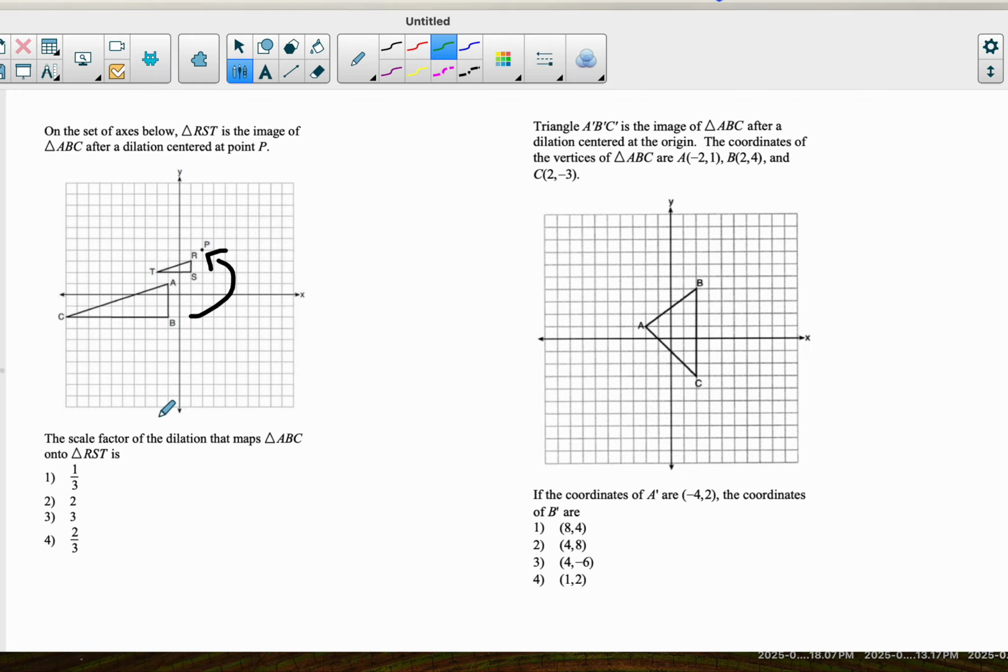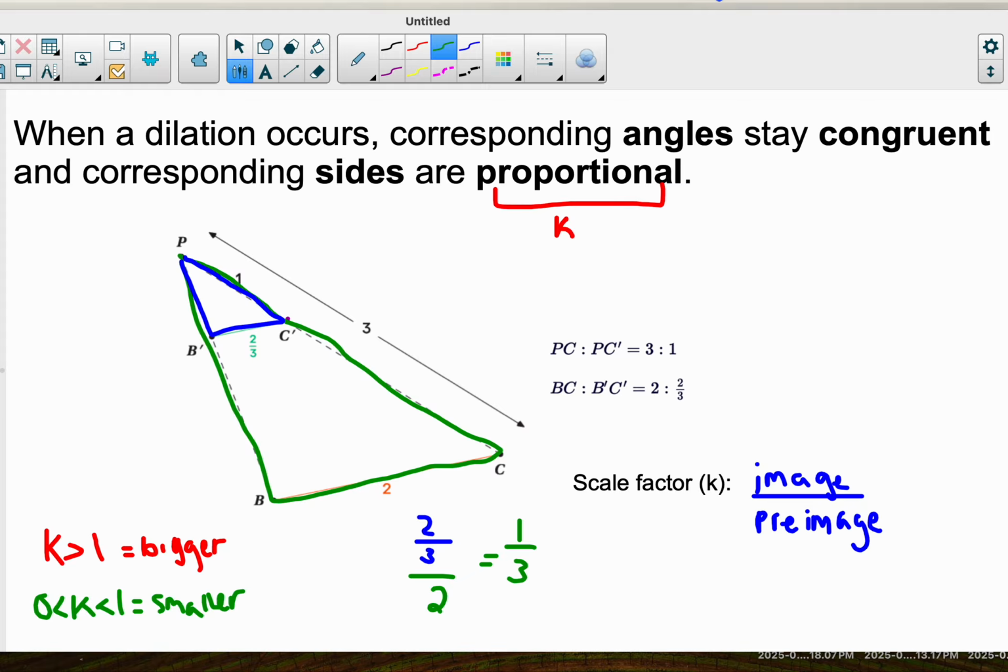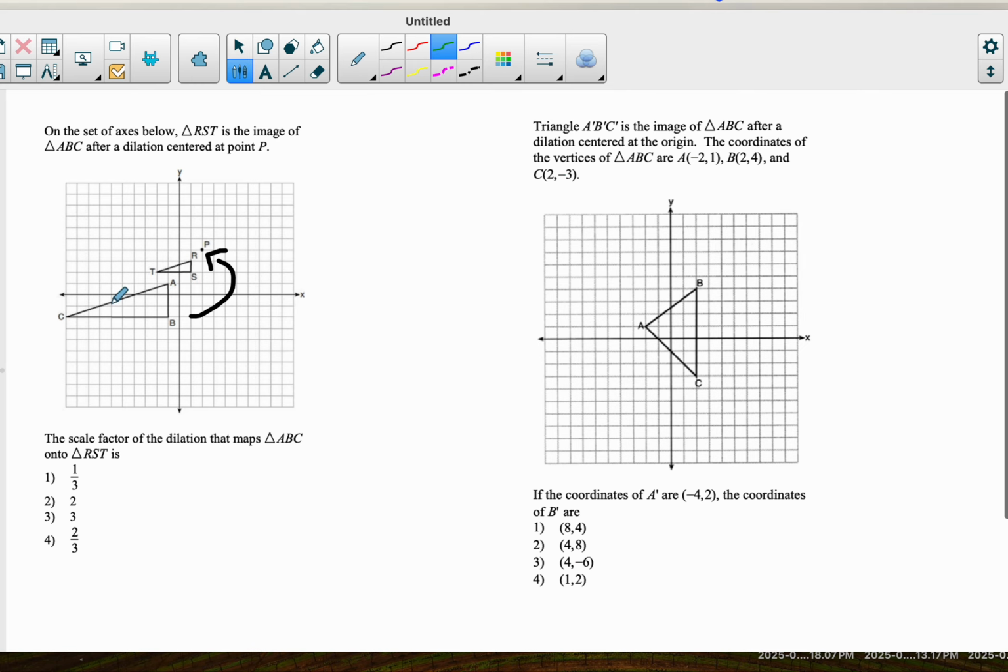So I'm going to pick a pair of corresponding sides, and then I'm going to do what we talked about on the slide over here to find the scale factor. And I'm going to take a side from the image, and I'm going to divide by a corresponding side from the pre-image in order to find the scale factor. Now, I'm not going to pick the slanted sides because that's going to be hard for me to find the exact measurement of. I'm going to pick a pair of corresponding sides that's easy for me to find the measurement of. So I'm going to take the vertical sides over here, this one RS, and the one that corresponds to it over here, AB.